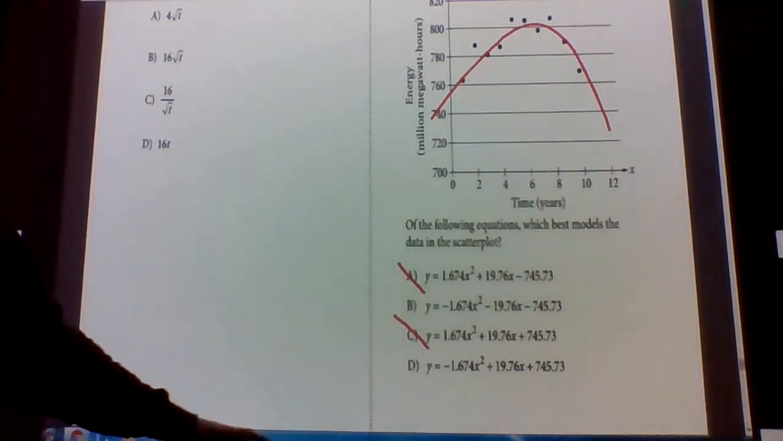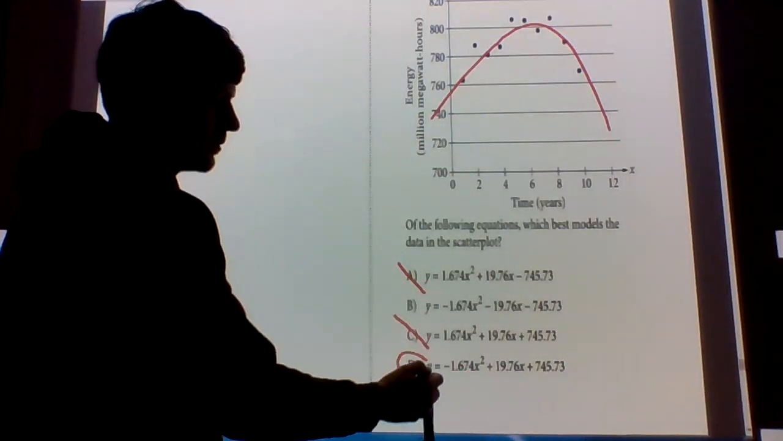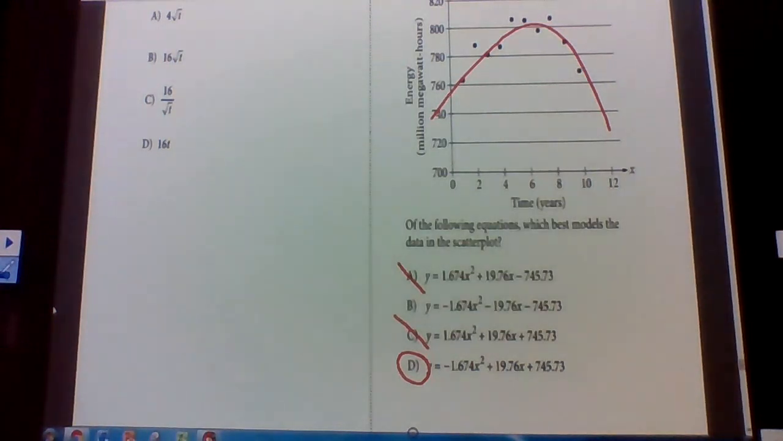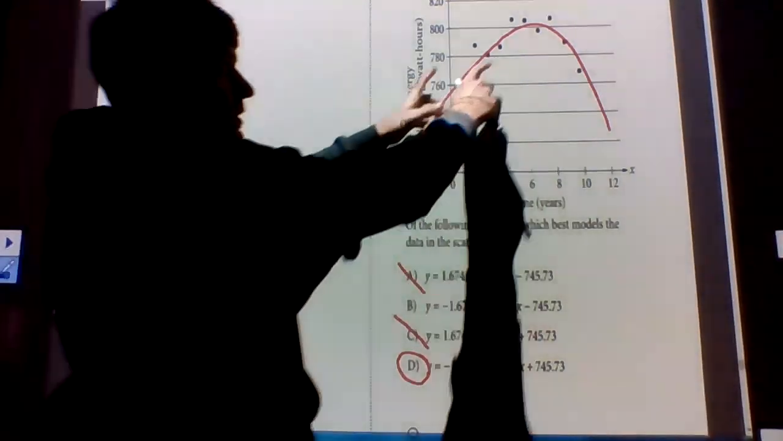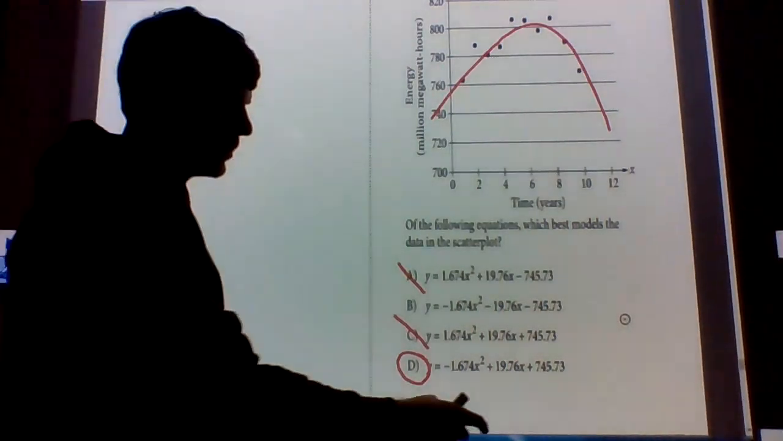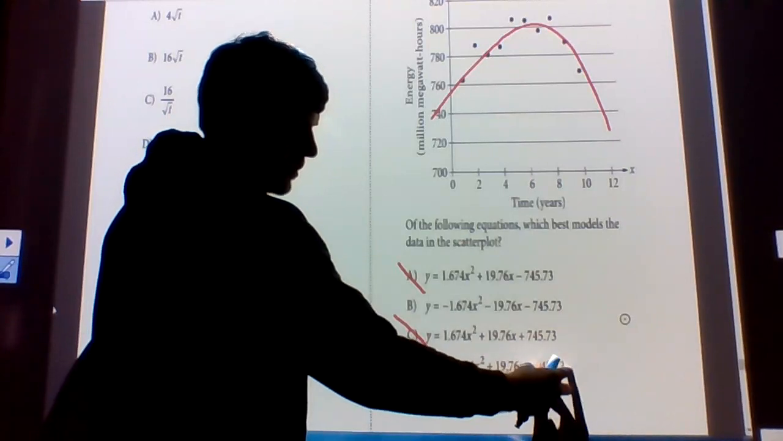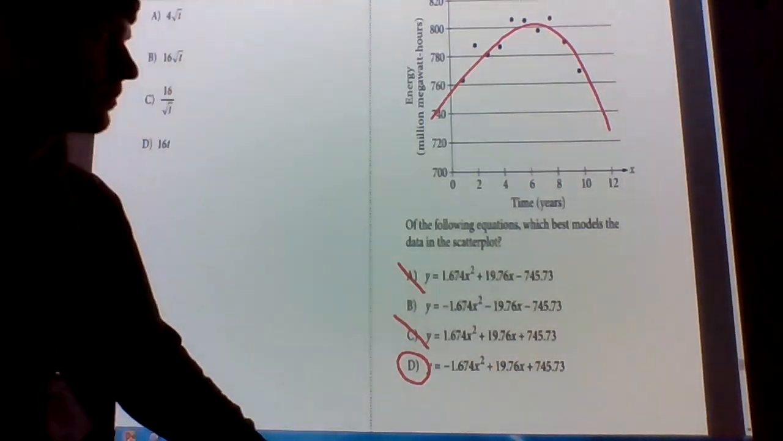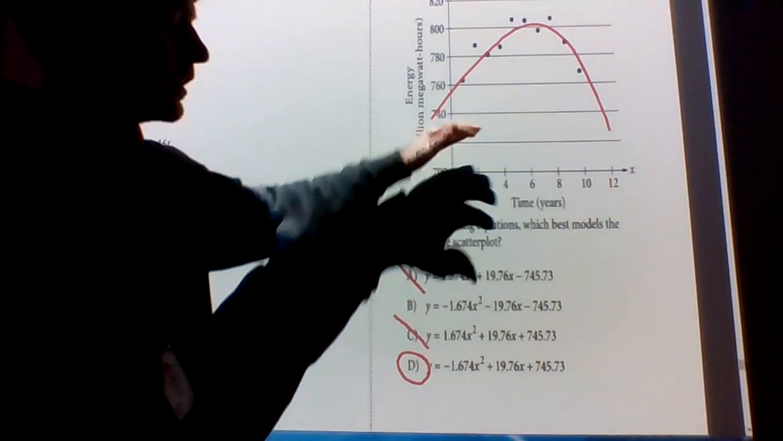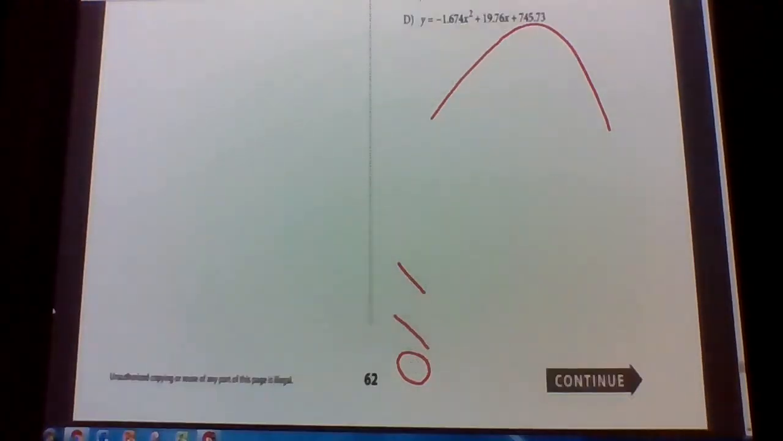And the y-intercept is a positive 745-ish, so it has to be D. Right, it opens downward, so you gotta have a negative in front of your x squared. And then again, your y-intercept, if you plug in 0 for x, that becomes 0, and your y-intercept is 745. So it's opening downward, so it's negative. Okay, that's it for the multiple choice. Now we got the free response.